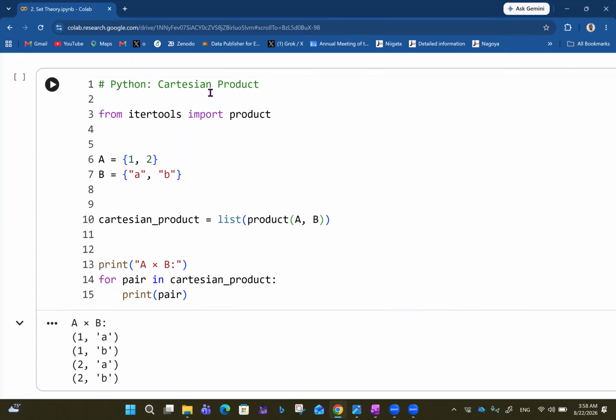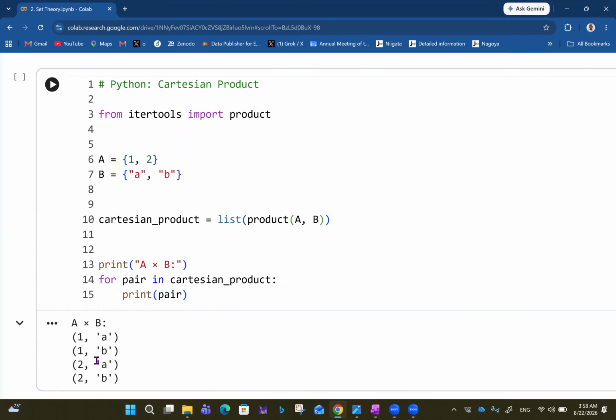We can do Cartesian products using Python. From itertools, import product. A is {1, 2} and B is {a, b}. The Cartesian product is the list of the product between set A and set B. Then you print A cross B, and for pair in Cartesian product, you print the pair. In that case, you have (1, a), (1, b), (2, a), (2, b), and that's exactly what you have here. The cardinality of A is 2, the cardinality of B is 2, and 2 times 2 is 4.